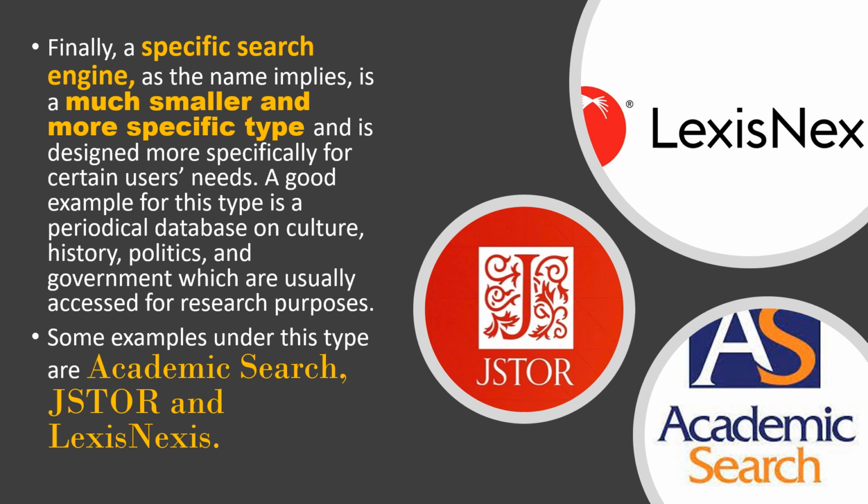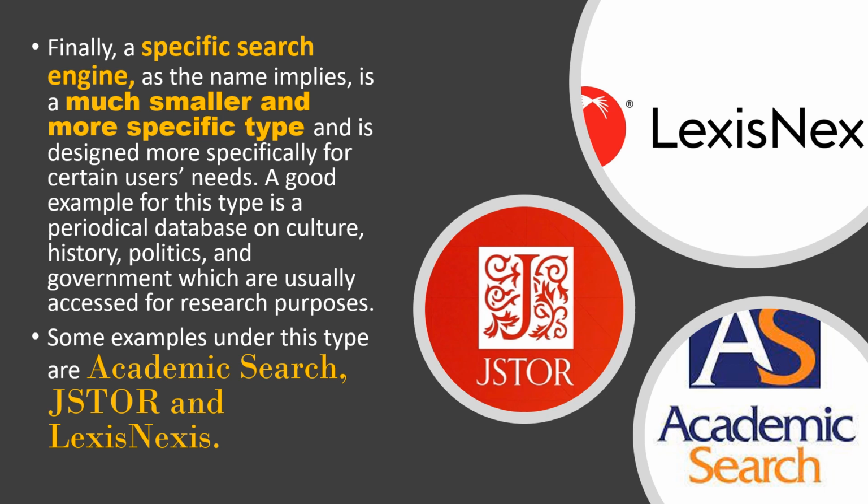So number 3, finally, a specific search engine, as the name implies, is a much smaller and more specific type and is designed more specifically for certain users' need. A good example for this type is a periodical database on culture, history, politics, and government, which are usually accessed for research purposes. Some examples under this type are academic search, JSTOR, and LexisNexis.